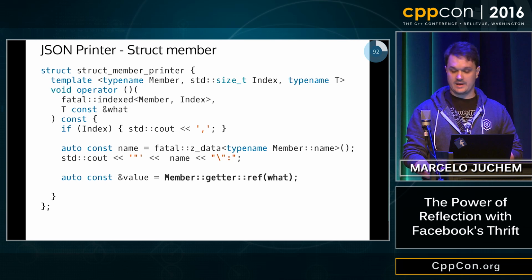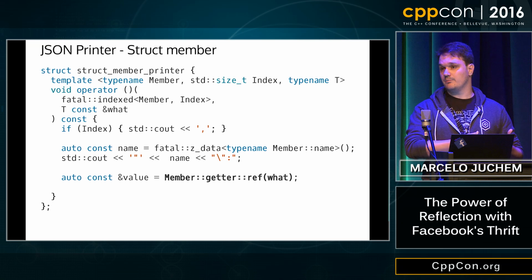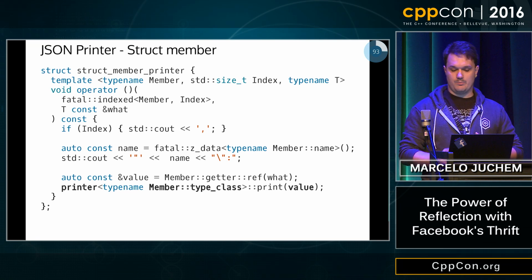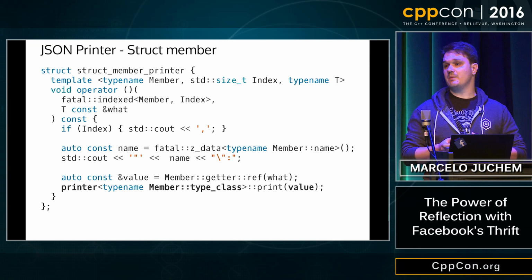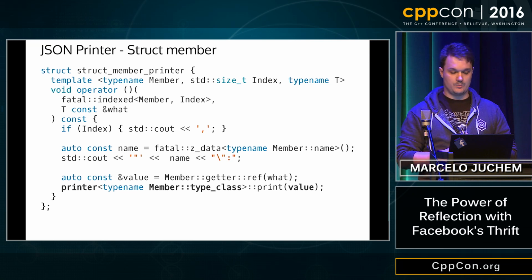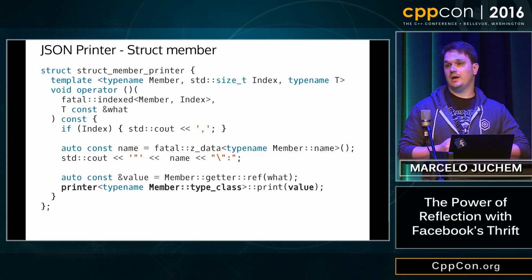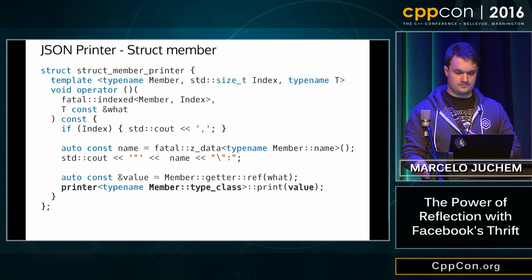And then you call the getter on the member that you can get from the metadata that you received from the for each. And you can also get the type class for that member from this information, and you simply delegate to the correct printer implementation, and that's pretty much it. We're just iterating over the members of a structure and based on the correct type and type class, we're just calling the correct printer for it.